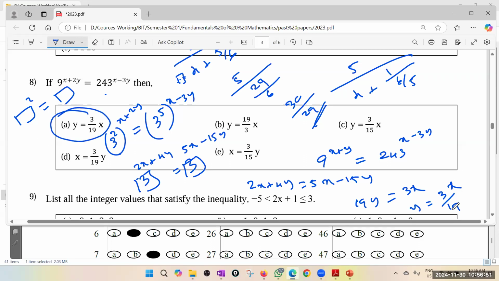Then x is 19 divided by 3y. Do we have that? 19 divided by 3, no, right? You don't have that answer. So therefore, the answer is only A.